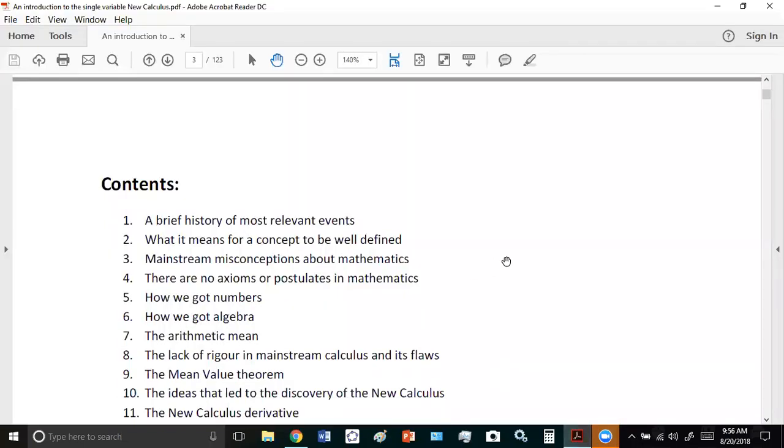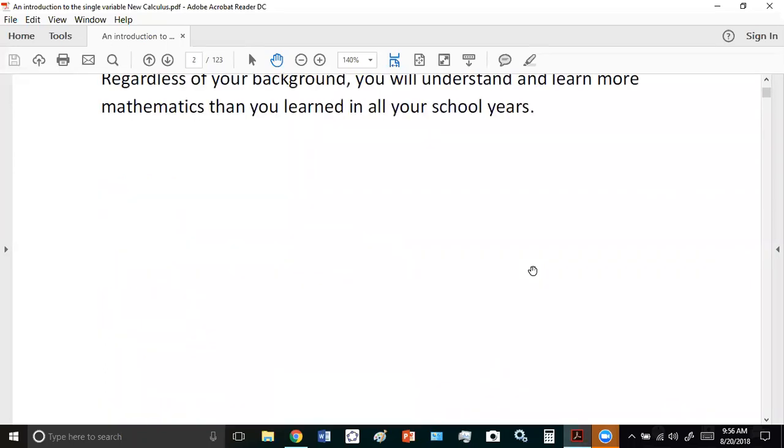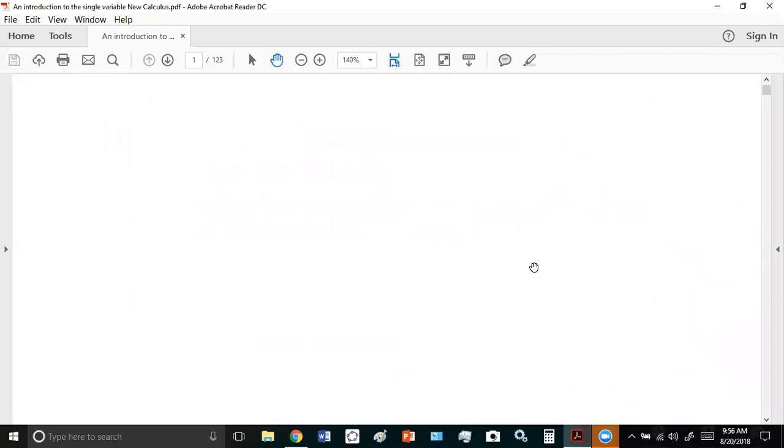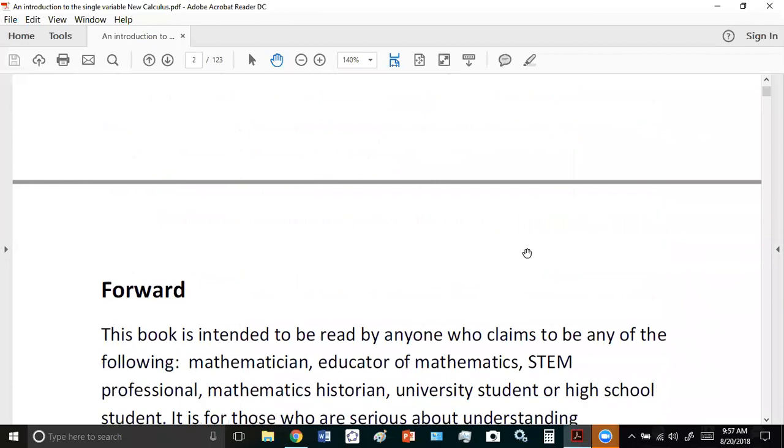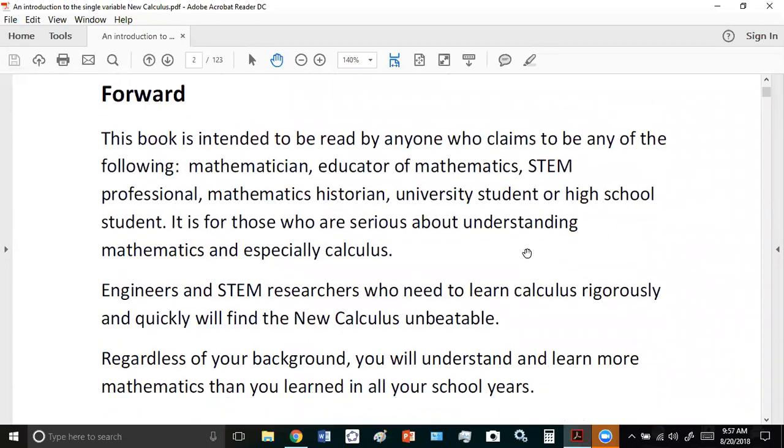As I said, the book is called An Introduction to the Single Variable New Calculus. This book is meant for anyone who is serious about mathematics. It doesn't matter whether you have a PhD in mathematics, or you've won the Fields Medal, or you've even won a great prize like a Nobel Peace Prize or anything.